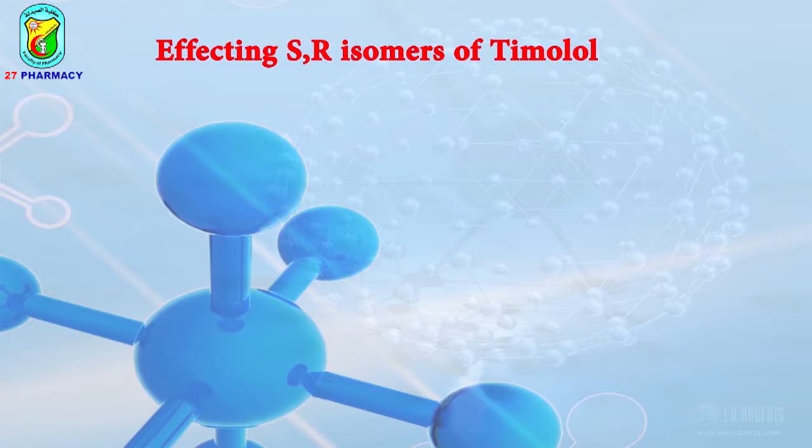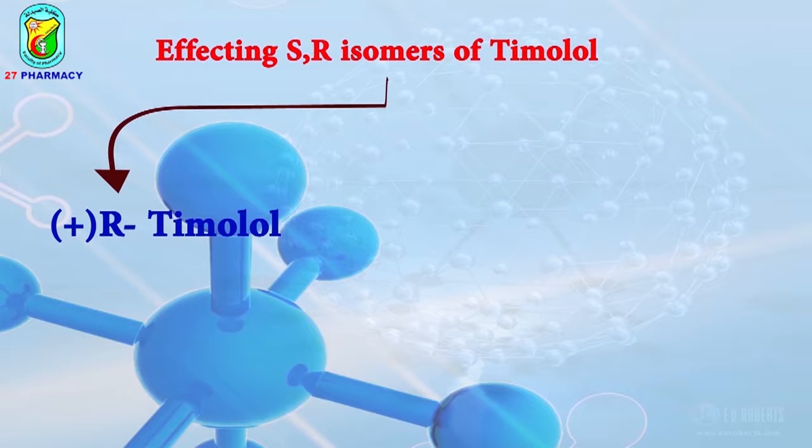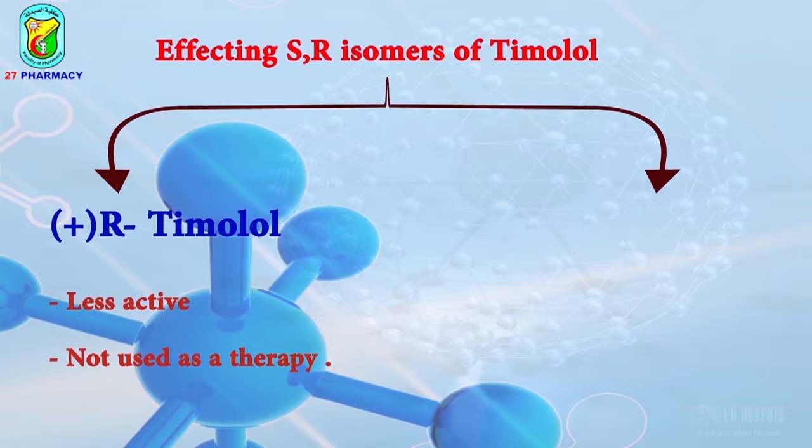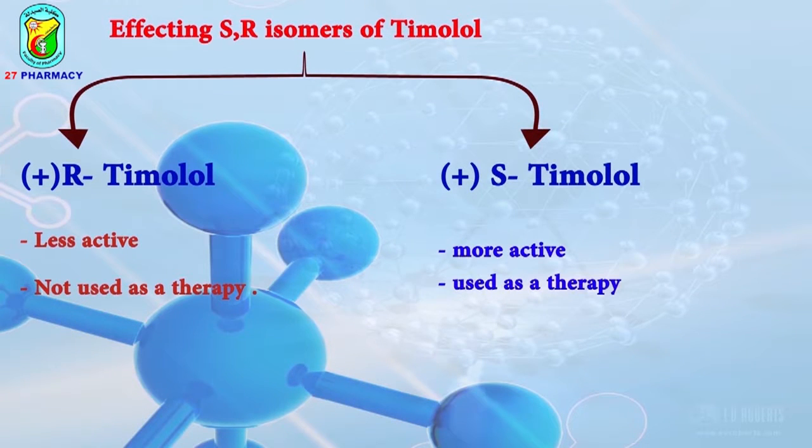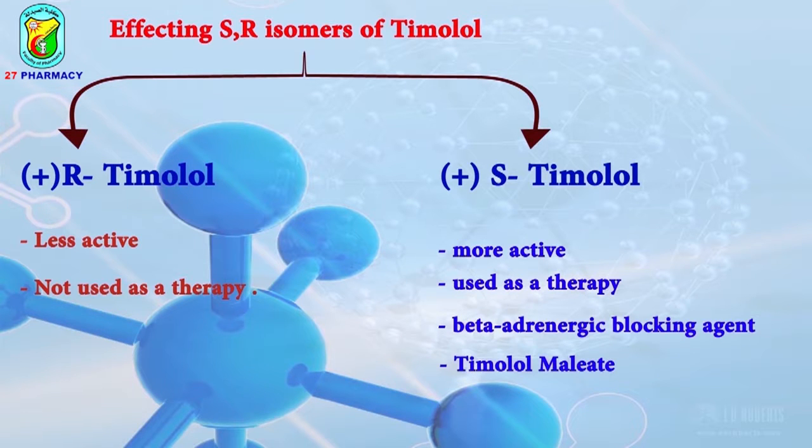Affecting the S and R isomers of timolol: R-timolol is less active and thus is not used as a therapy. S-timolol is more active and thus is used as a therapy. It is a beta-adrenergic blocking agent. The S-isomer of timolol is also called timolol maleate.